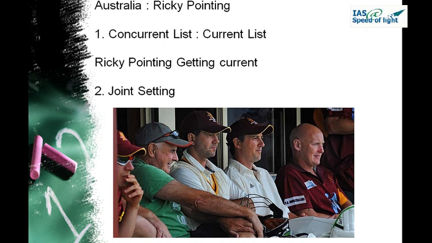And for Australia, our picture is going to be the famous cricketer of Australia, Ricky Ponting. Australia is Ricky Ponting for us. Now the first thing is the concurrent list.